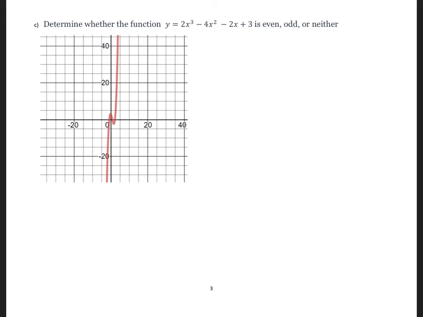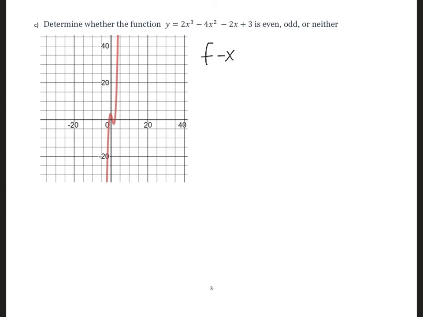Okay, the next one here, I can examine the graph and see what's happening. I can see it doesn't even go through the origin, so I don't see symmetry about the origin. And I also see the degree here is odd. This one is even. So I need to check this one using algebra, but I'm thinking it may be neither.